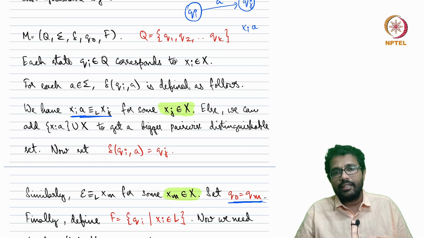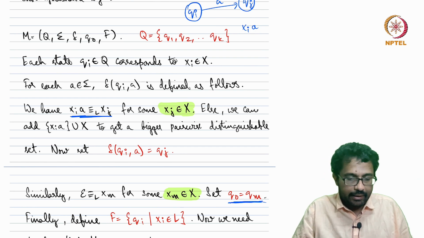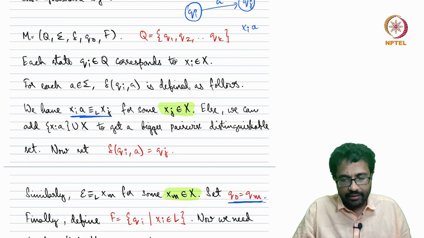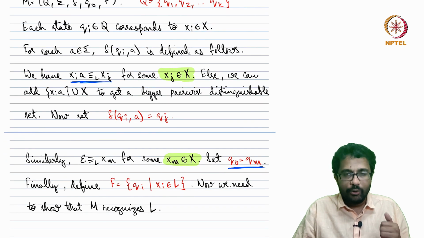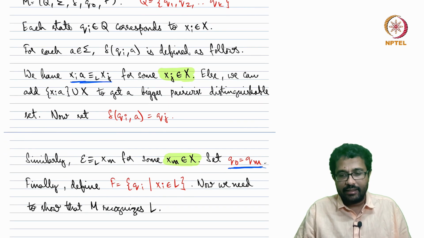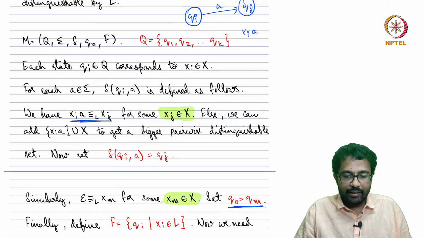Finally, the last thing that needs to be defined. So we have defined the set of states, the alphabet is already known, the transition is known, and the starting state is defined. The only thing left is the accepting states. Accepting states is fairly straightforward.